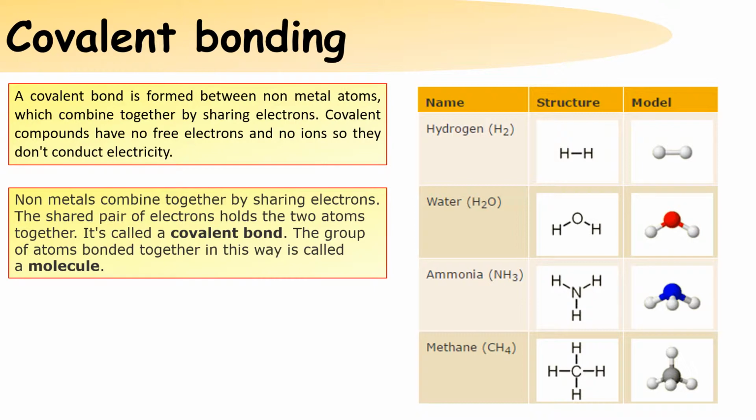Some examples of covalent molecules which come up in the exam are hydrogen, which is H2, water, H2O, ammonia, NH3, and methane, CH4. A single covalent bond, when drawing it as a structure, is just shown by a single line.